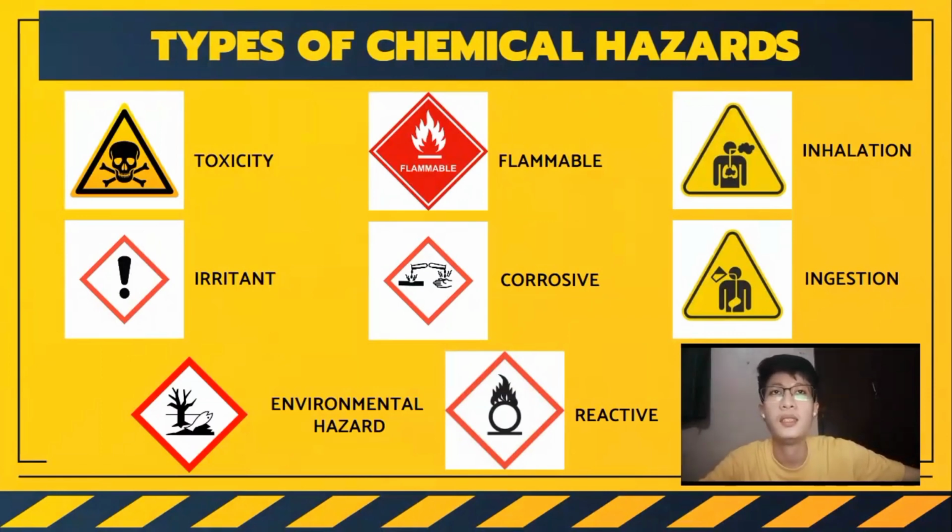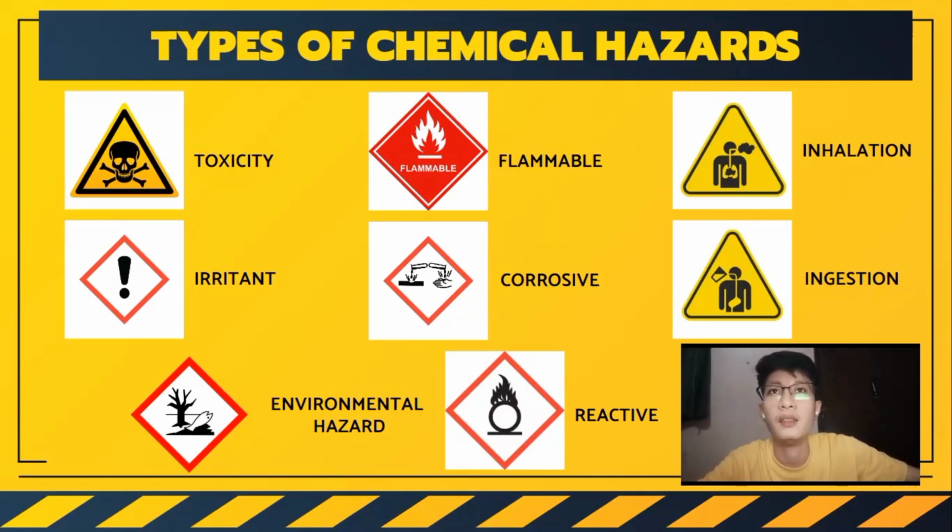Toxicity. Toxicity is the degree to which a substance can cause harm to living organisms. Exposure to these toxic substances can lead to a wide range of health problems, from acute symptoms like nausea and headaches to chronic conditions like cancer and neurological disorders. Examples of toxic substances include heavy metals like lead and mercury, pesticides and herbicides, and certain chemicals found in cleaning products and industrial processes.